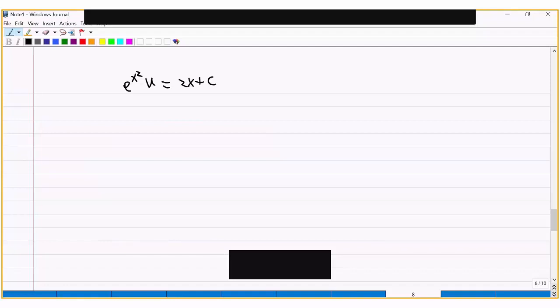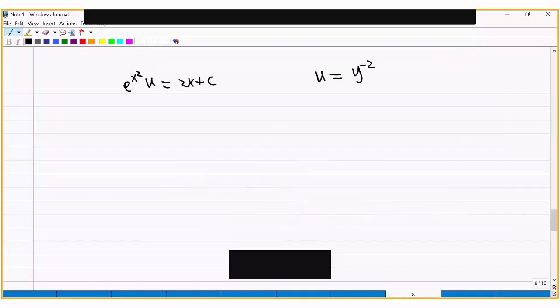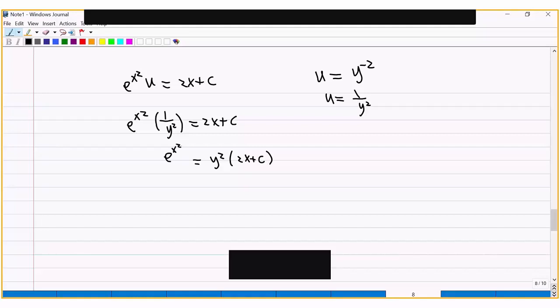So you can find out what u is here. Remember, u is the beginning y power minus 2, the green color one. So that means u is 1 over y squared. So that means e power x squared times 1 over y squared is equal to 2x plus c. That means y squared times (2x plus c) is equal to e power x squared. And so eventually y squared is equal to e power x squared over (2x plus c). And this is the final answer.